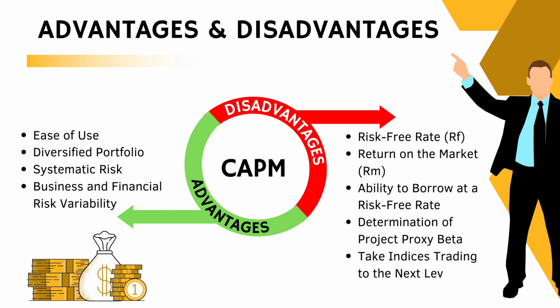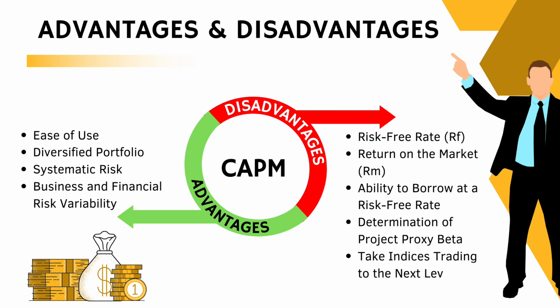The last advantage is business and financial risk variability. When businesses investigate opportunities, if the business mix and financing differ from the current business, other required return calculations like the weighted average cost of capital cannot be used. However, the CAPM can.